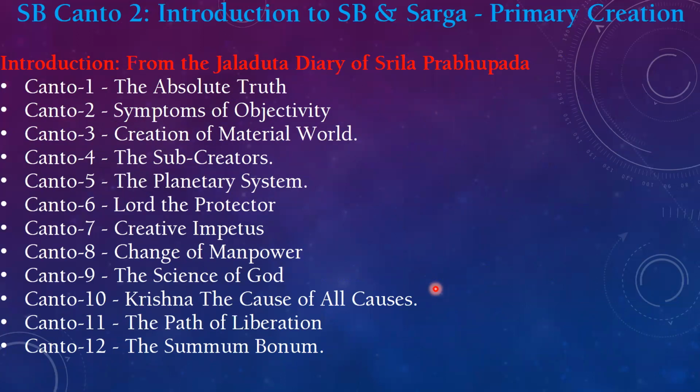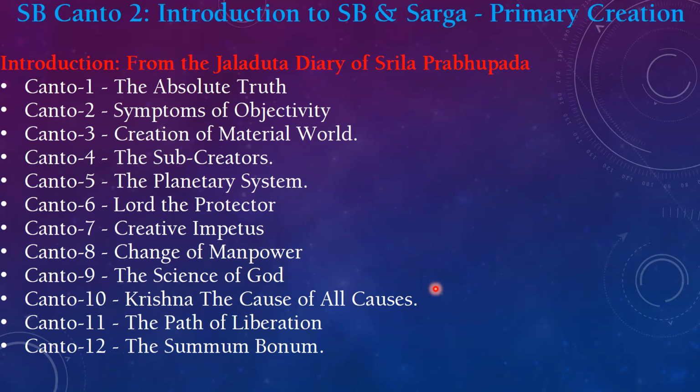According to Srila Prabhupada's Jaladuta diary, which Prabhupada wrote during his travel to the US, he talks about what should be the titles for all the cantos. Canto 1, the absolute truth. Canto 2, symptoms of objectivity. Canto 3, creation of material world. Canto 4, the sub-creators. Canto 5, the planetary system. Canto 6, Lord, the protector. Canto 7, creative impetus. Canto 8, change of manpower. Canto 9, the science of God. Canto 10, Krishna, the cause of all causes. Canto 11, the path of liberation. Canto 12, the summum bonum.